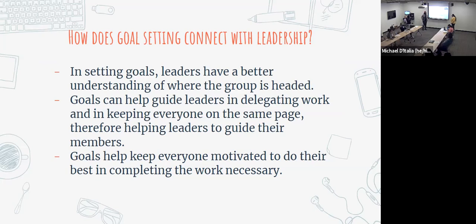So that really made things clear for us to break down what we want to do to achieve that bigger goal of educating the community and essentially building a base of people who will go out and advocate, become empowered and advocate for the community. And goals can also help in delegating work, keeping everyone on the same page, like I kind of just said. Therefore helping leaders to guide their members.